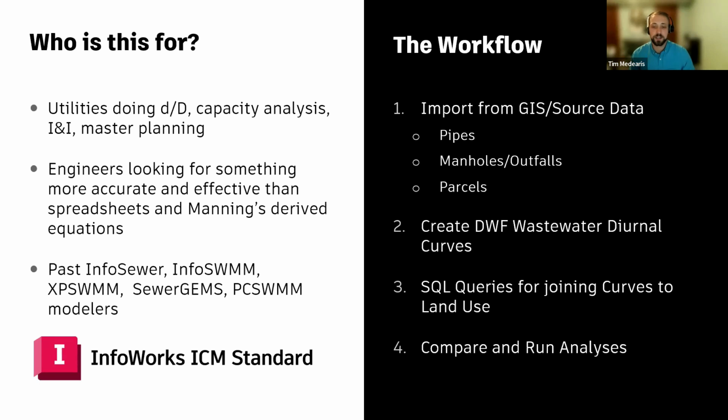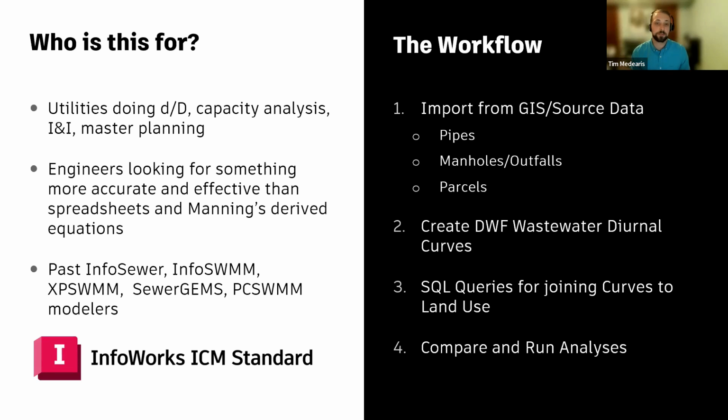And then in the third step, we're going to link basically those dry weather flow curves that you create within InfoWorks ICM to the parcel information that we imported from GIS. So within that parcel information, you likely will have land use IDs. That's what we'll be looking at in this case. And we'll be linking those curves then to the different land use IDs from those parcels.